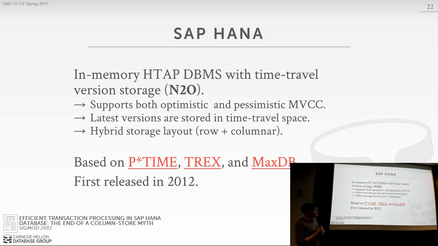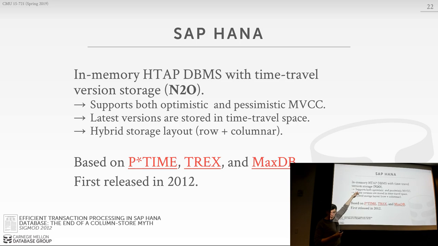HANA is the flagship in-memory HTAP database system from SAP. SAP is a company. They have many databases. They bought Sybase a few years ago. They bought a ton of stuff. But HANA is sort of the main go-to system now. So it's an in-memory HTAP system. It's going to use time travel storage with newest to oldest ordering. Like Hekaton, they're going to support both optimistic and pessimistic MVCC.